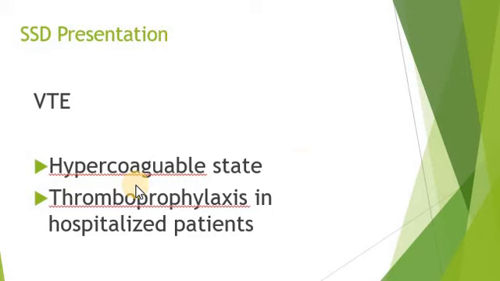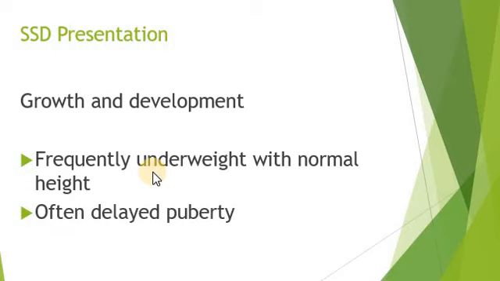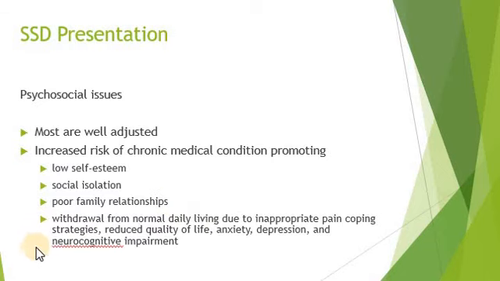It is due to the hypercoagulable states, and here we have to use certain types of anticoagulants like warfarin along with heparin. There will be frequent underweight, growth retardation as compared to the normal height. There will be often delayed puberty. There may be psychological problems in the baby.